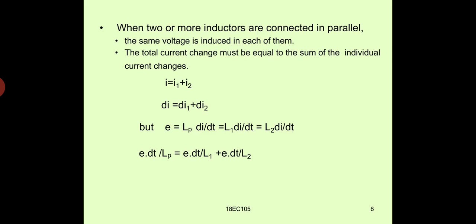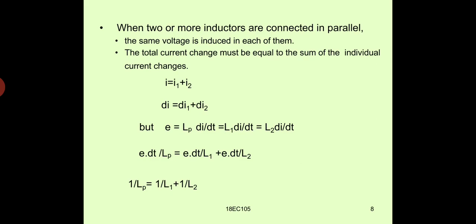Because the voltage has to be the same across each coil, we write the equation: LP into di by dt, L1 into di1 by dt, and L2 into di2 by dt. So E into dt by LP equals E into dt by L1 plus E into dt by L2. Therefore, 1 by LP equals 1 by L1 plus 1 by L2. So this is the derivation we get for the equivalent.